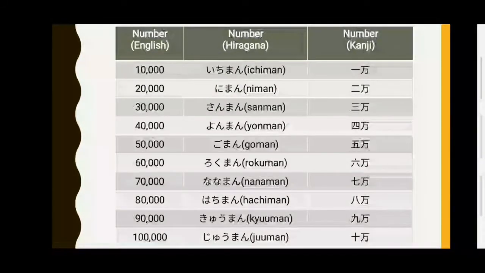So 10,000 naman to 100,000. 10,000 is ichiman, 20,000 is niman, 30,000 is sanman, 40,000 is yonman, 50,000 is goman, 60,000 is rokuman, 70,000 is nanaman, 80,000 is hachiman, 90,000 is kyuman, and 100,000 is juman.